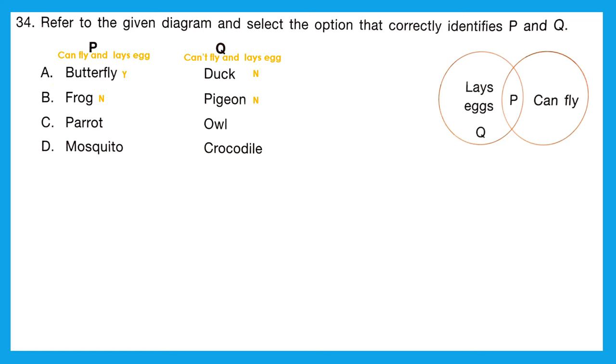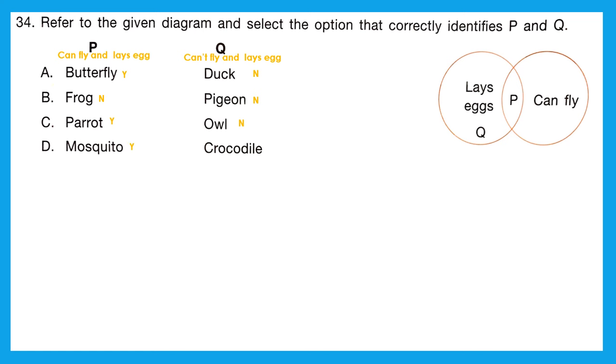Going to the option C. Under P we have parrot. Parrots do fly and parrots also lay eggs. So that is the right one. Under Q we have owl. Owl can fly and lays eggs both. So this is not the right fit for Q, because for Q we need the one that cannot fly and lays eggs.